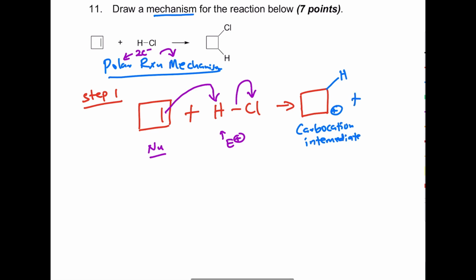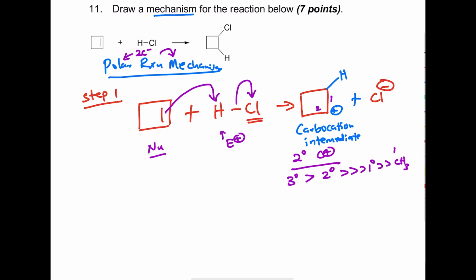And then plus this chlorine leaves, you get Cl minus. Now this carbocation has 2 alkyl groups, so that will be a secondary carbocation. Generally, tertiary carbocations are more stable than secondary, which are much more stable than primary, which of course are much more stable than the methyl carbocation.